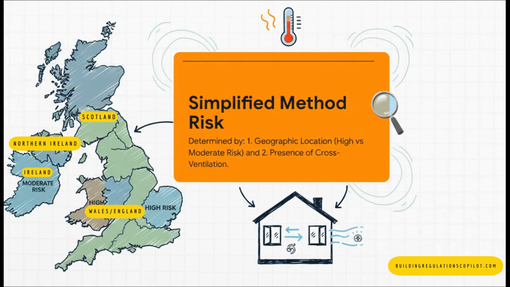Now, let's say you go for that recipe book, the simplified method. It's not a one-size-fits-all solution. The rules you have to follow get determined by two key things. First, where is your building? Big urban areas like London and parts of Manchester are automatically high risk. Pretty much everywhere else is moderate risk. And second, does your home have cross ventilation? Basically, can you open windows on opposite sides to get a nice breeze flowing through? These two things will dictate everything.